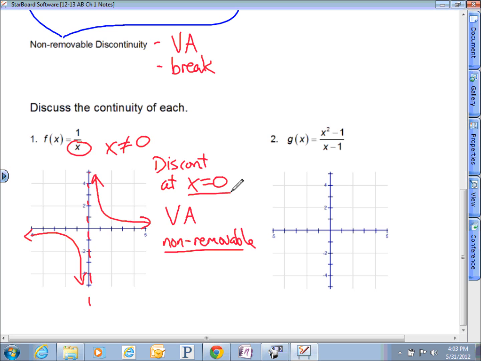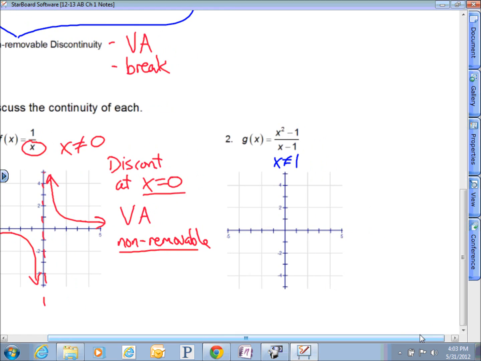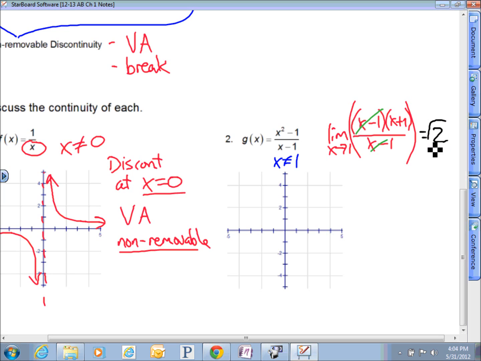Second one, g of x. Well, according to this, I'm looking at this thing originally, and it looks like x had better not be equal to 1 because that would make this function undefined. But if I did the limit as x approaches 1 of this function, I would take the numerator and factor it into x minus 1 and x plus 1. In the denominator, I've already got x minus 1. Well, if I simplify, I can cancel the x minus 1s. Now my direct substitution is going to work, and by direct substitution, I'm going to get y equals 2. So that would be the result of my limit.